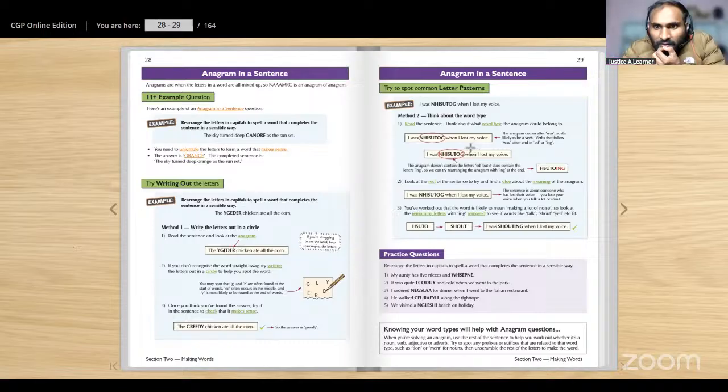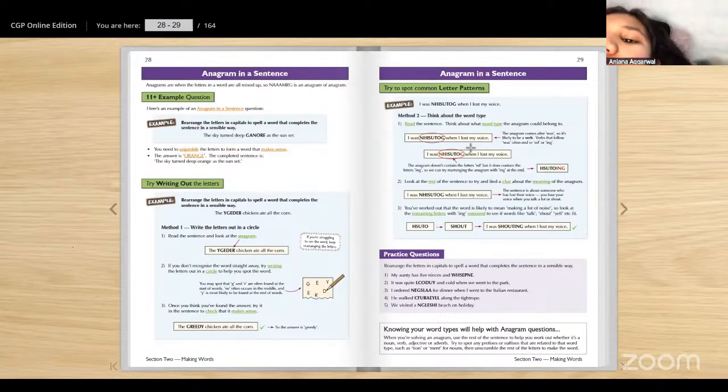I try to find a clue to the meaning of the anagram. Yeah, it says the same, I guess. Rearrange the letters in capitals to spell a word that completes the sentence. My auntie has 5 nieces and... This is easy, I guess. Okay, go with this. I wouldn't give you any hint.